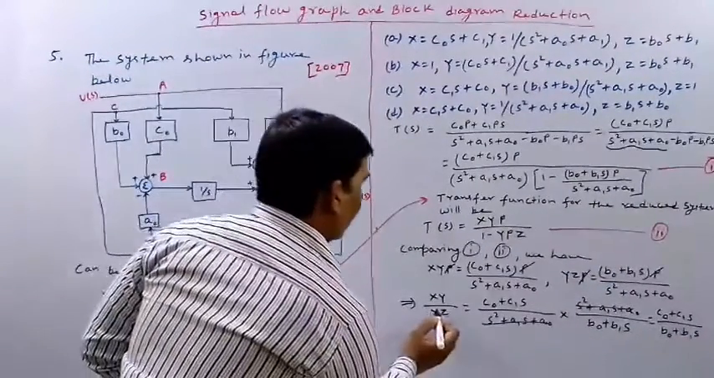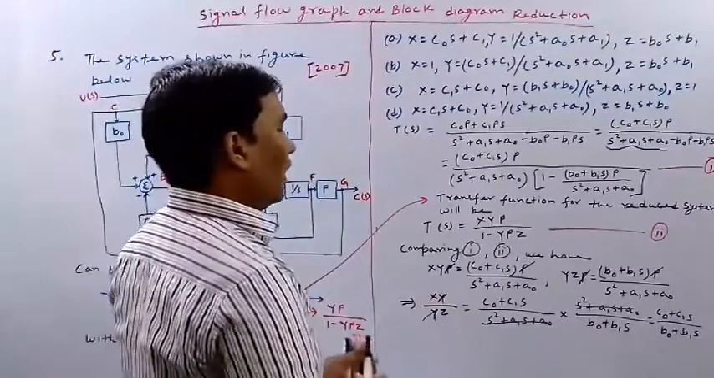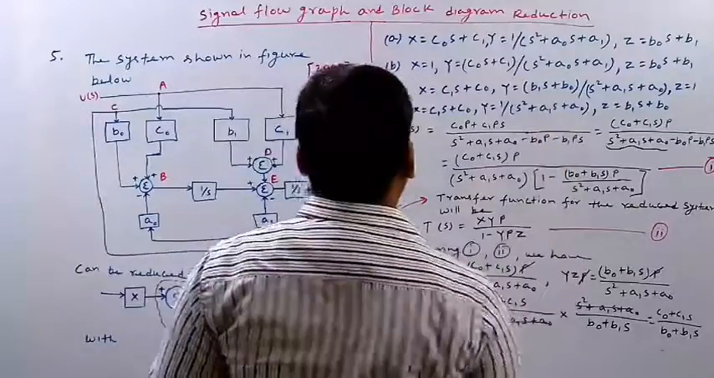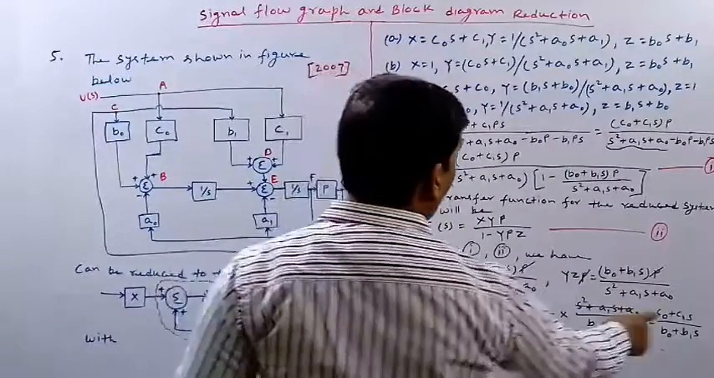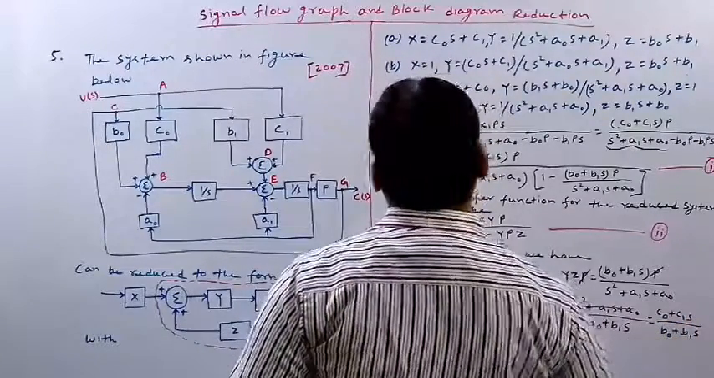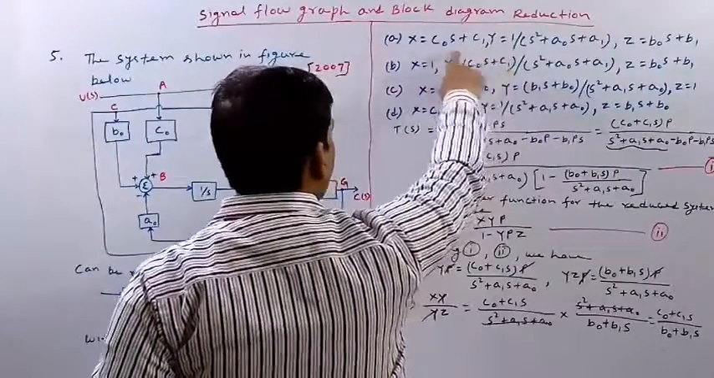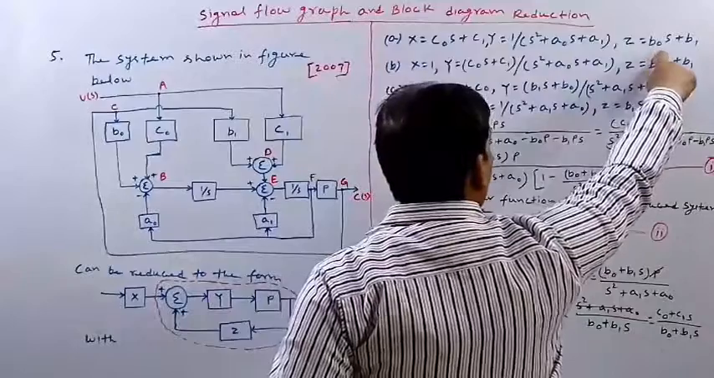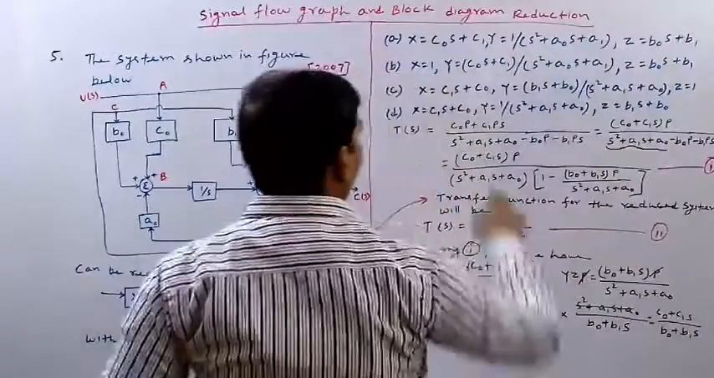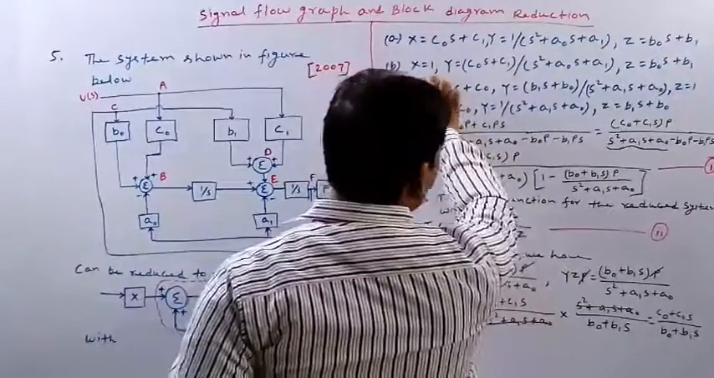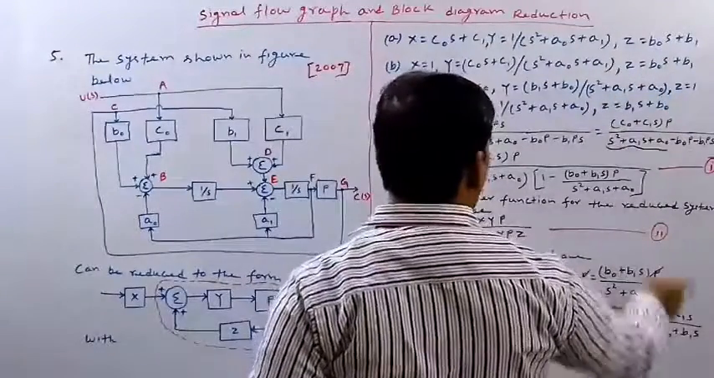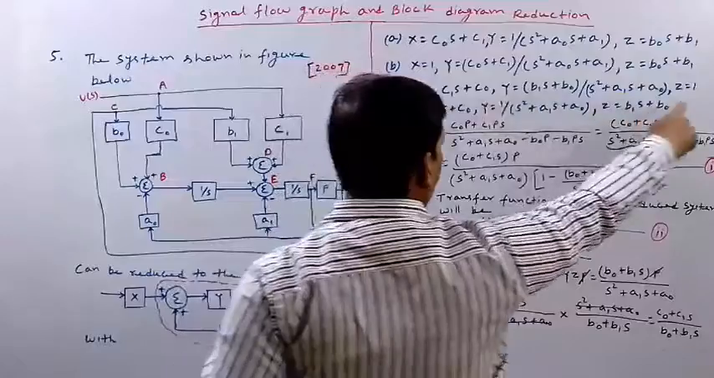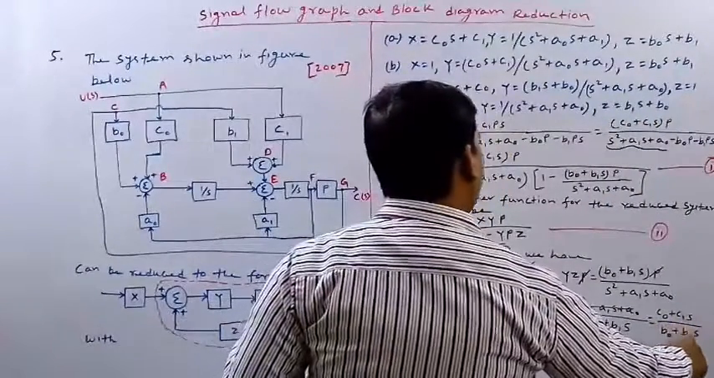And here it will be X divided by Z. So let us try to find out which option is correct, using this information. X divided by Z is equal to c0 plus c1s divided by b0 plus b1s. No, option A is not correct, because here s is related with b0, not b1. Option B is also not correct, because if we take the ratio of X and Z, it will not come out like this. Here c1s plus c0 and Z is 1, so again the ratio will not be c0 plus c1s divided by b0 plus b1s.